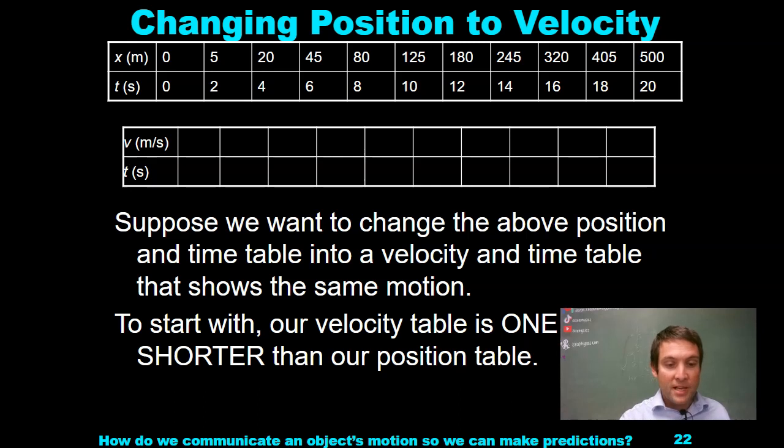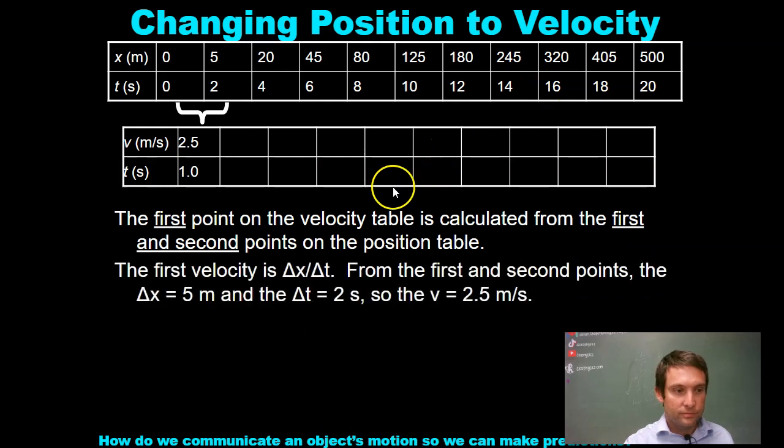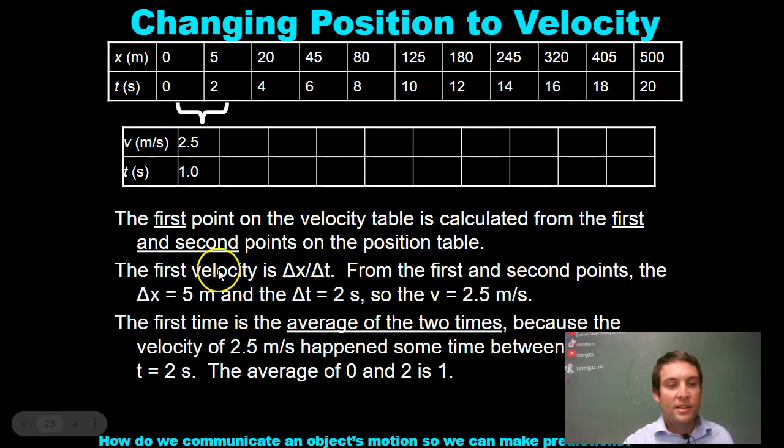To start with, our velocity table is 1 point shorter than our position table because you're adding these two, these two, these two, these two, these two. The first point is calculated from the first and second points on the position table. The first velocity is the change in position, or the displacement, divided by time.